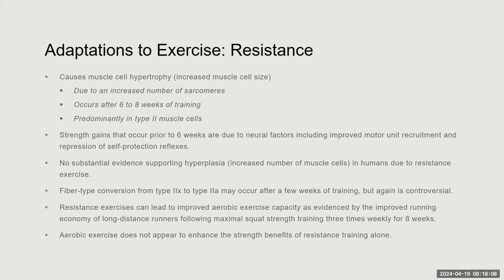And like I said, there's no substantial evidence supporting hyperplasia in humans due to resistance exercise. We already talked about that kind of fiber type conversion, but we think it's controversial. Resistance exercise can actually lead to improved aerobic exercise capacity, which is evidenced by improved running economy of long distance runners following a maximal squat strength training 3 times weekly for 8 weeks. And aerobic exercise does not appear to enhance the strength benefits of resistance training alone. So doing resistance training can help with endurance, but endurance does not help with strength training.